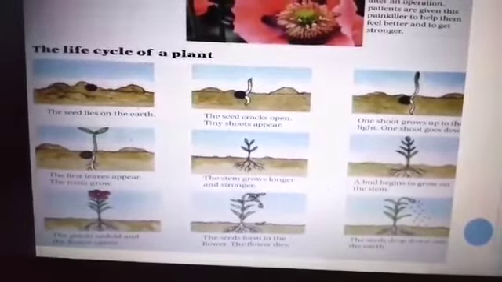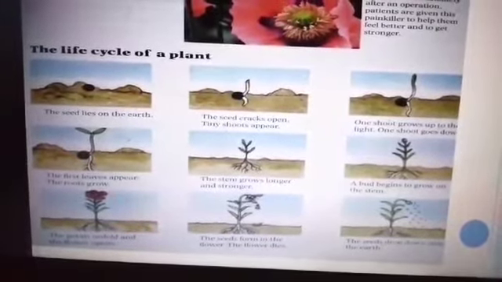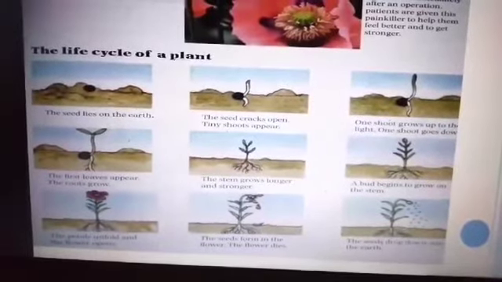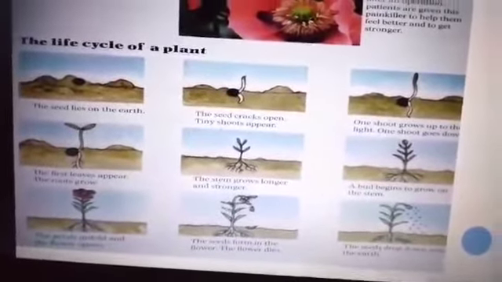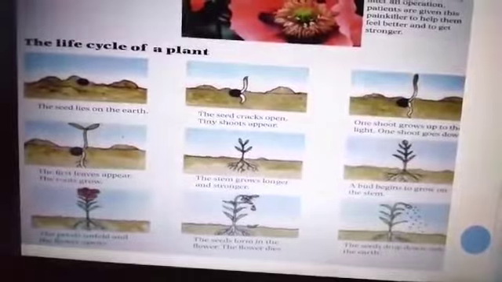A bud begins to grow on the stem. The petals unfold and the flower opens. The seeds form in the flower. The flower dies. The seeds drop down onto the earth.